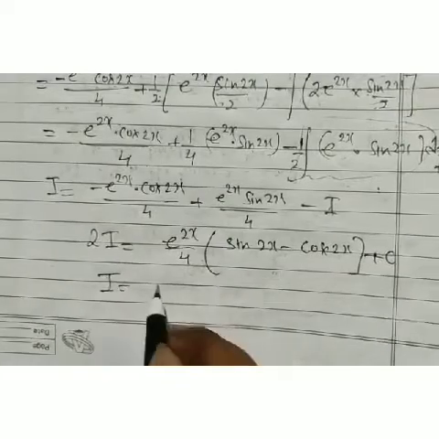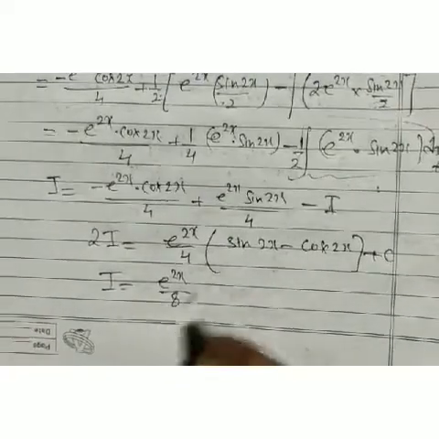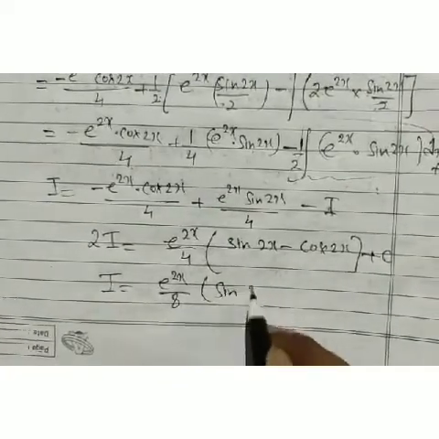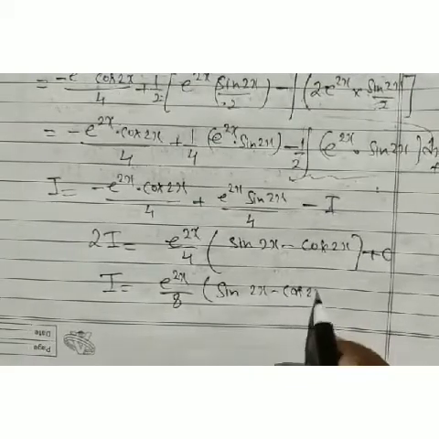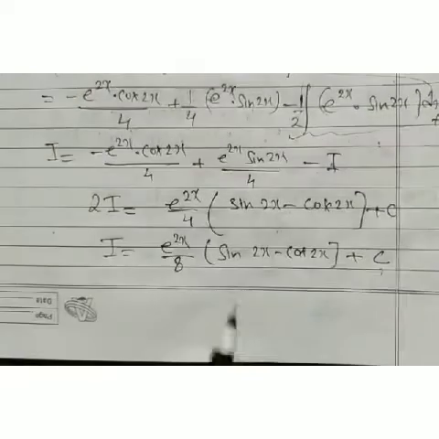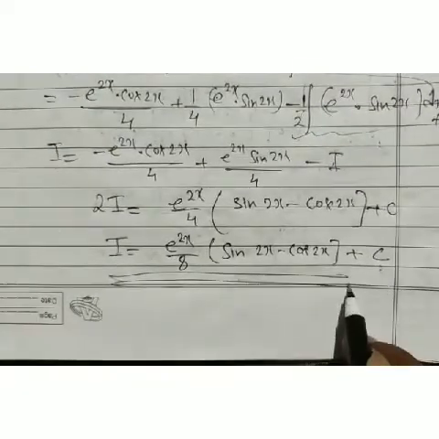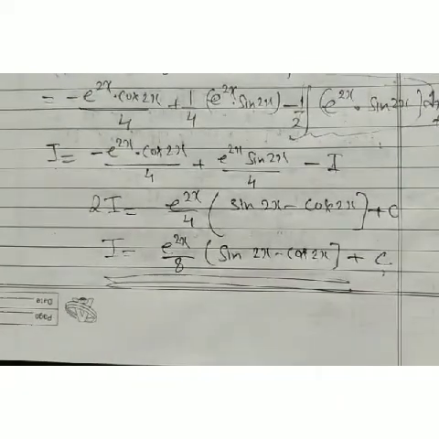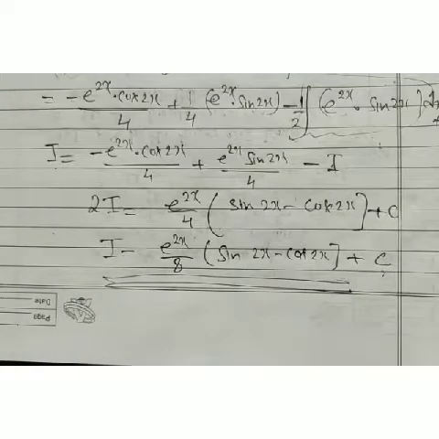Now we get the value of I. We are going to divide by 2 there. Then e to power 2x by 8 into sin 2x minus cos 2x plus c, because dividing a constant by 2 we get again a constant there. This is our required value. The integration of this is given by e to power 2x by 8 into sin 2x minus cos 2x plus c.